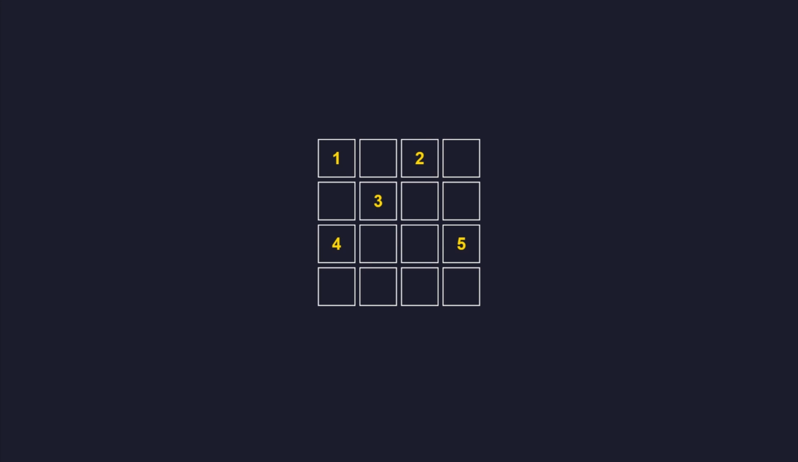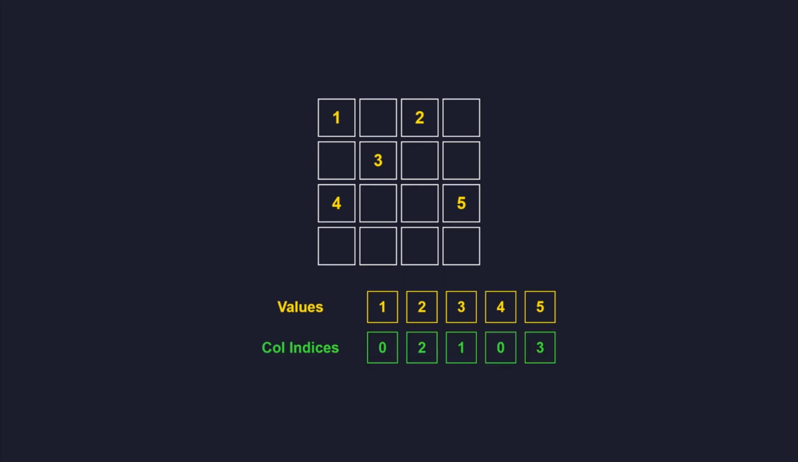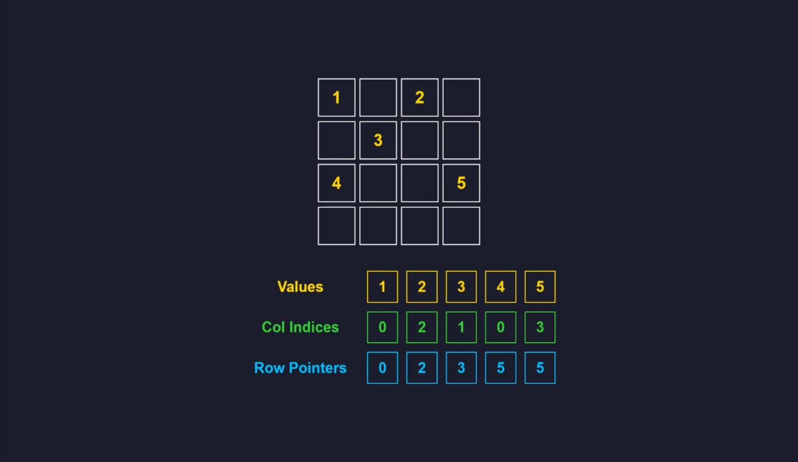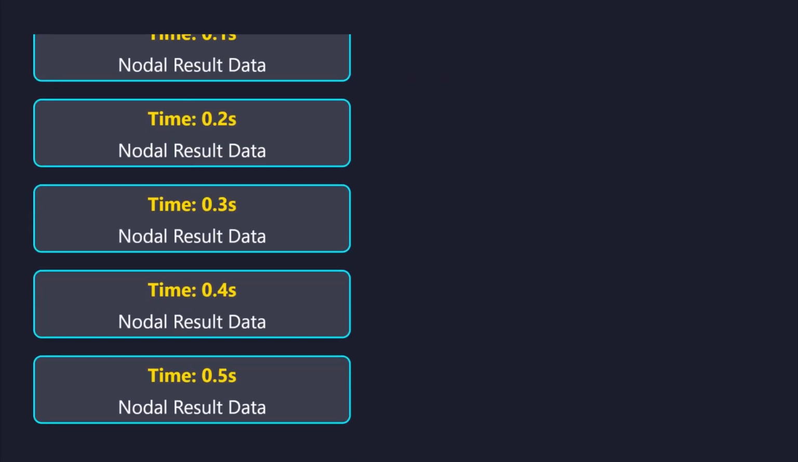Identify the compressed sparse row format by looking for 3 distinct arrays. One array stores the non-zero coefficients, another the column indices, and the third points to the start of each row. This efficiency is common in solvers to avoid storing the millions of zeros in a stiffness matrix.